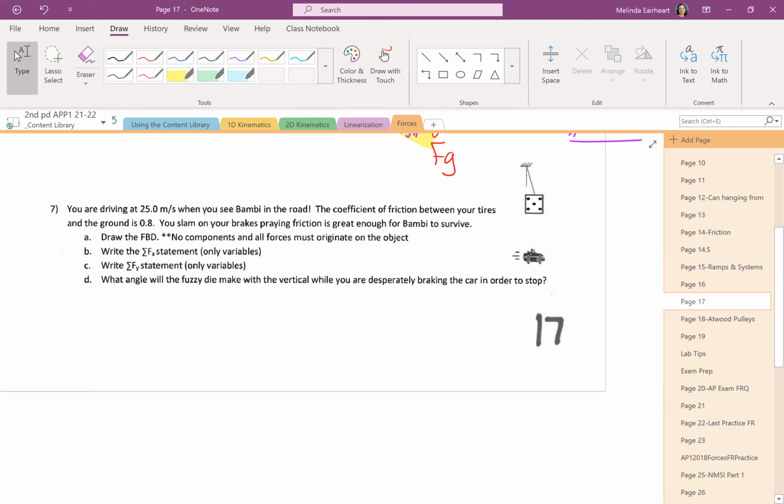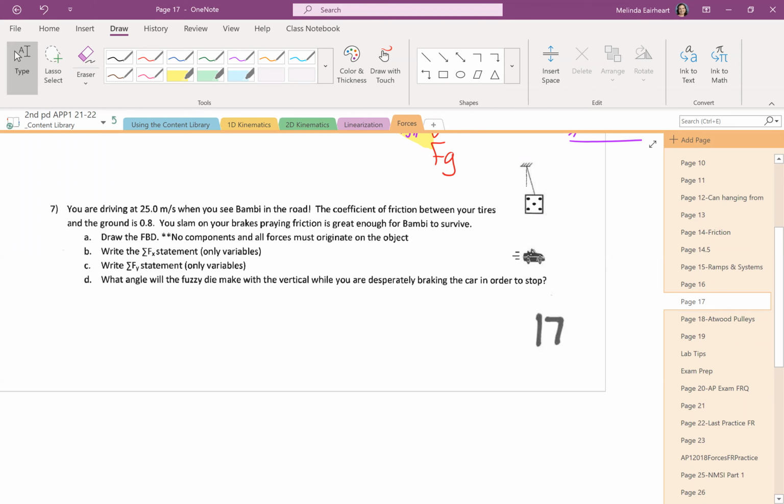You're driving 25 meters per second when you see Bambi in the road. Oh no. We don't want to hurt Bambi. No one gets hurt in physics land, right? The coefficient between your tires and the ground is 0.8, which should make sense. Rubber in the road, you want a good amount of friction. You slam on your brakes, praying that friction is great enough for Bambi to survive. In other words, you don't hit Bambi.